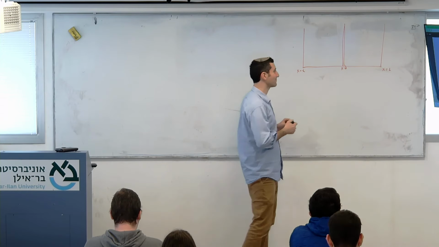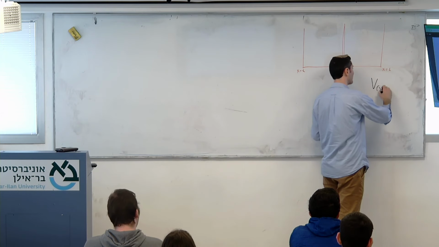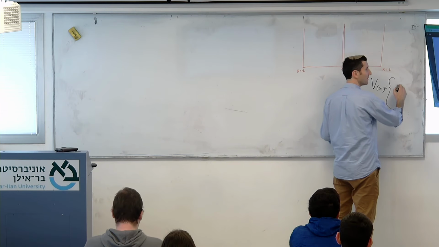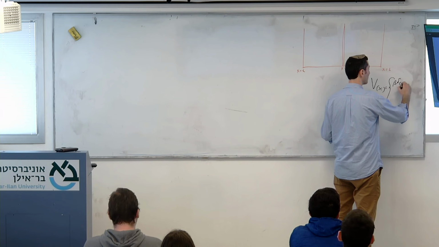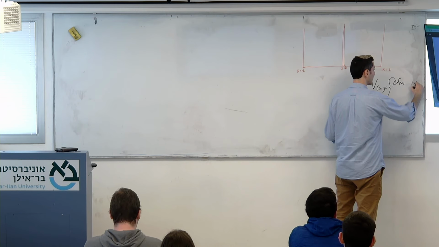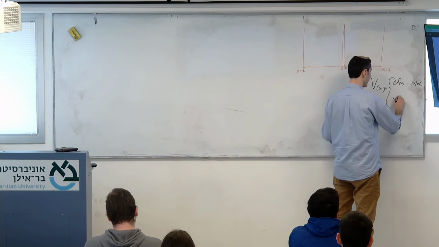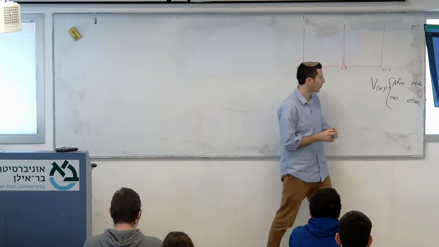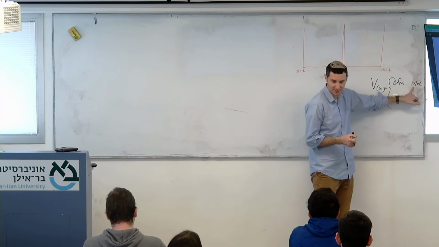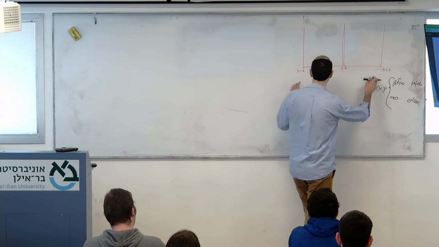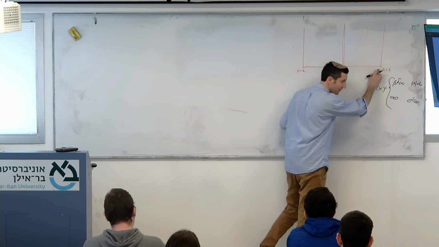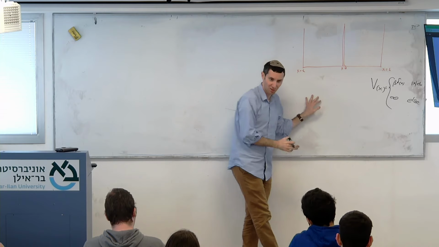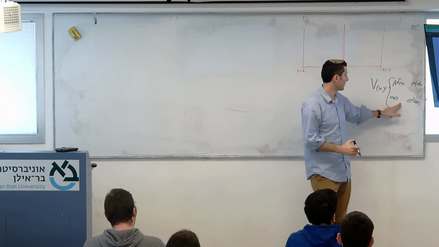Okay, I can write here V of x is equal to beta delta of x, where the absolute value of x is smaller than L, and infinity else. So wherever x is between minus L and L, all I have is a delta function in the middle, and then I have this.